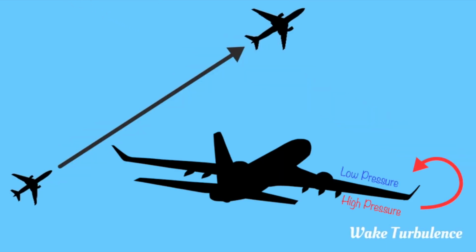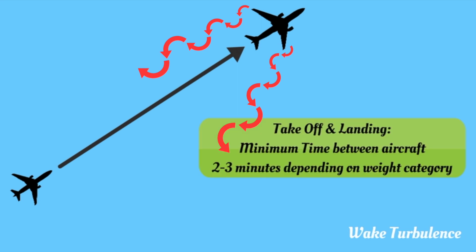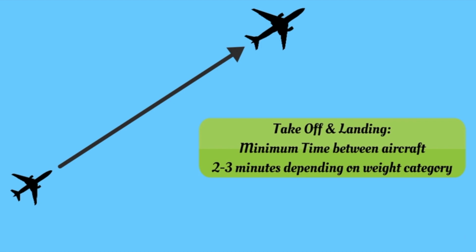Another component of wake turbulence are wingtip vortices, which are created by the pressure difference when an airplane's wing generates lift. The pressure difference that was created above and below the wing makes the air move in a circular direction. These vortices can stay up to 3 minutes and move downwards. This is why it's important for takeoff and landing to keep a minimum of 2 to 3 minutes between two aircraft depending on their weight categories.